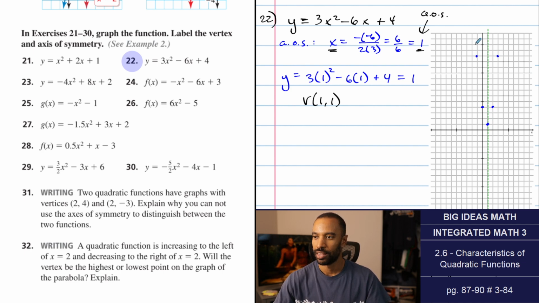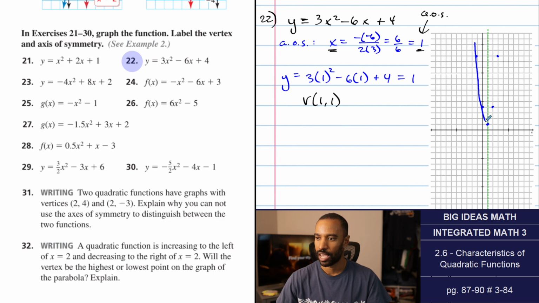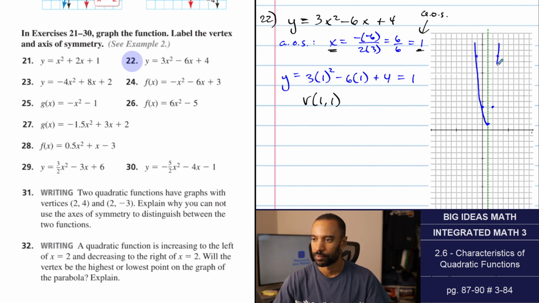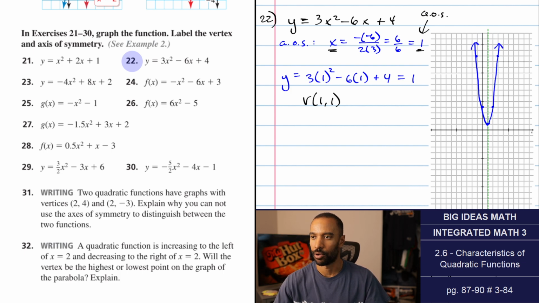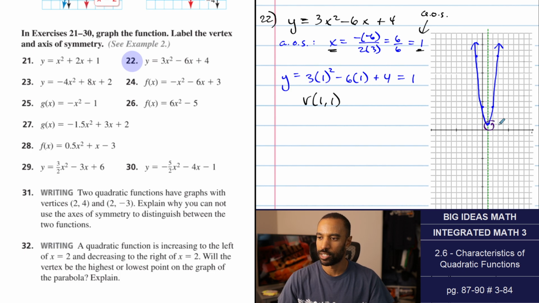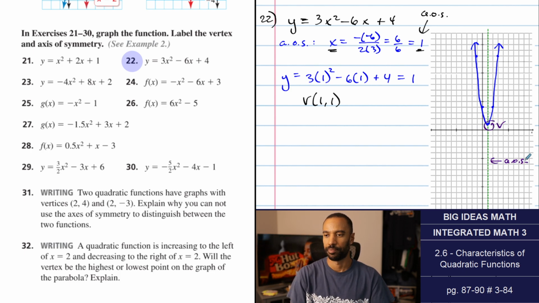And so those points there. That's all I can fit, and I'd be done besides my labeling of vertex and axis of symmetry. And a curve with arrows, of course. Should be going upward. Okay. So we got vertex, axis of symmetry, all done.